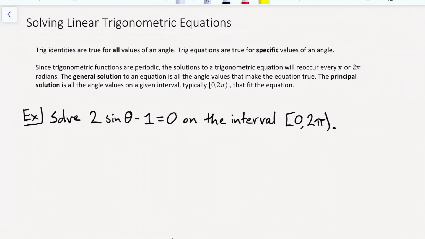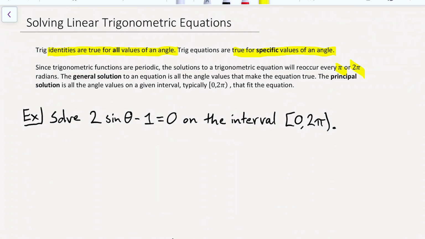We've already seen a number of trigonometric identities or formulas. We need to remember those are true for all values of an angle theta, while trig equations are true for specific values of an angle, or in some cases for no values of an angle. And also, since trigonometric functions are periodic, the solutions to a trig equation will reoccur every pi or 2 pi radians. Every pi radians if it involves a tangent function, 2 pi radians if it involves sine or cosine function.